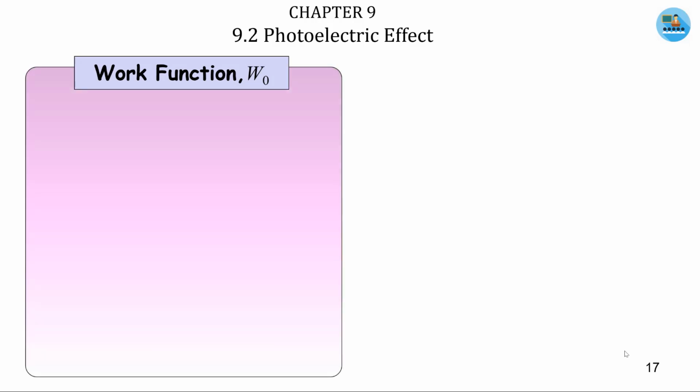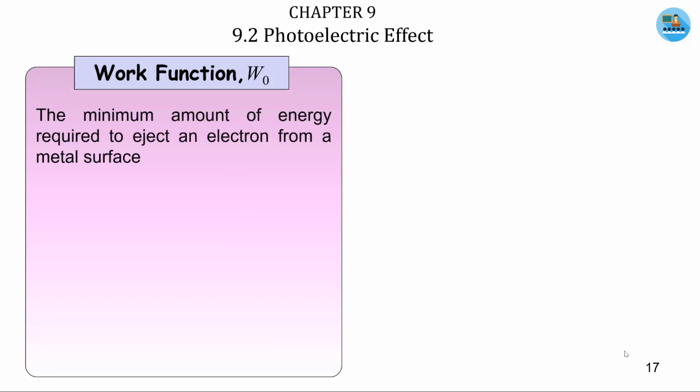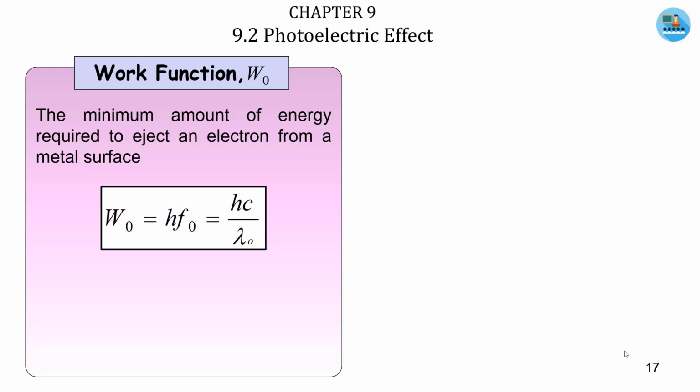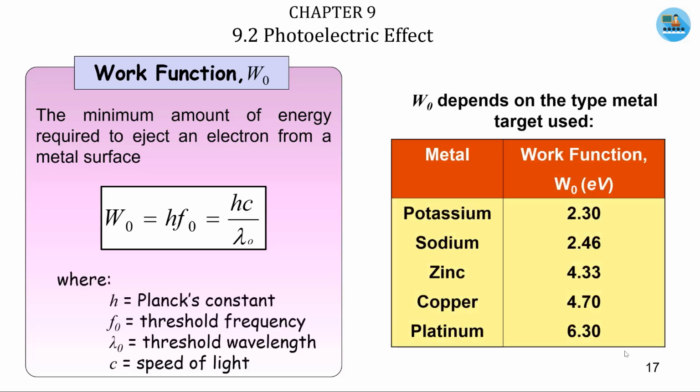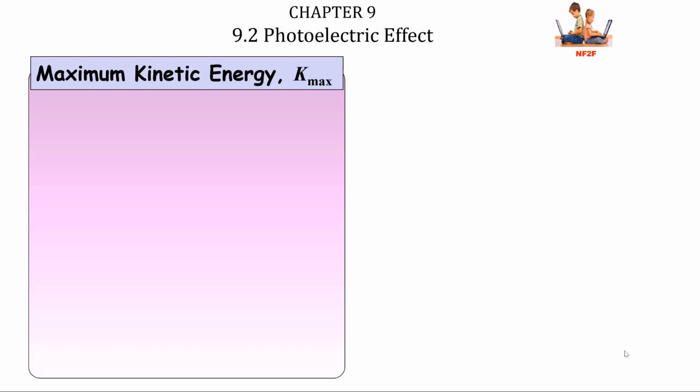So what is work function? Work function is the minimum amount of energy required to eject an electron from a metal surface. Work function equals h f naught, or also equals hc over lambda. These are a few examples of metals with specific work functions.